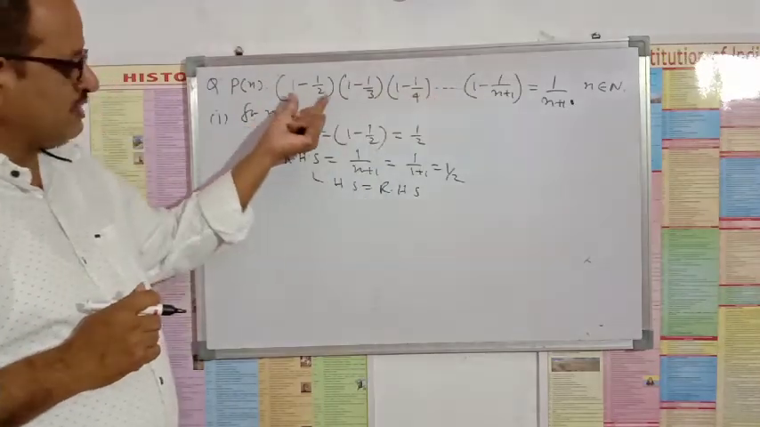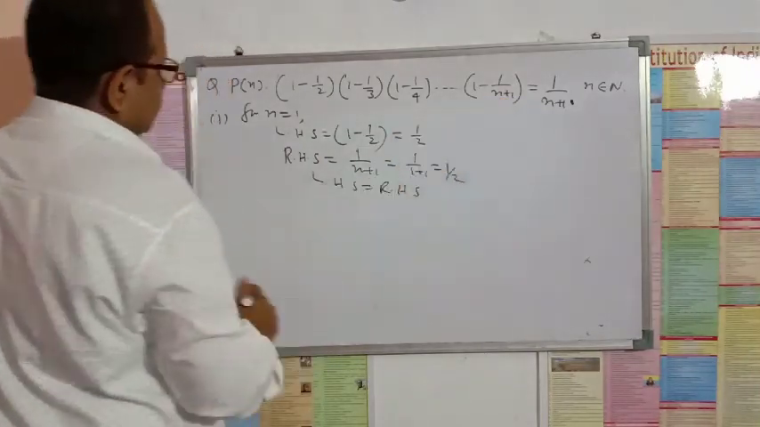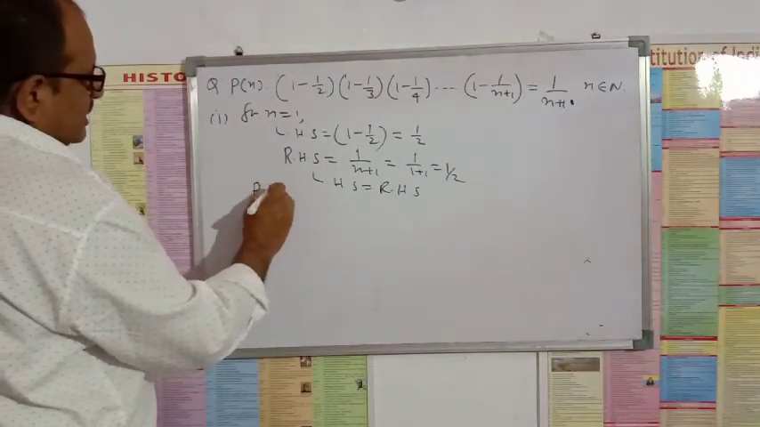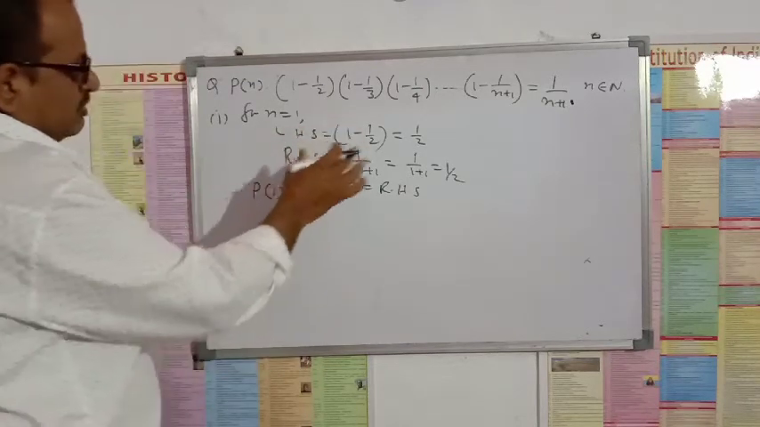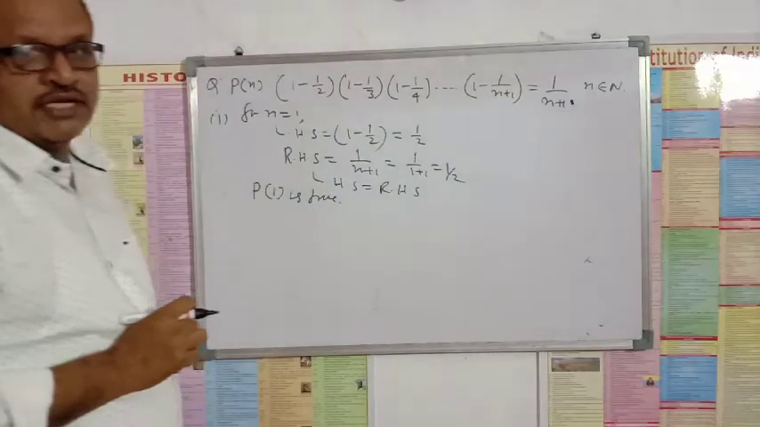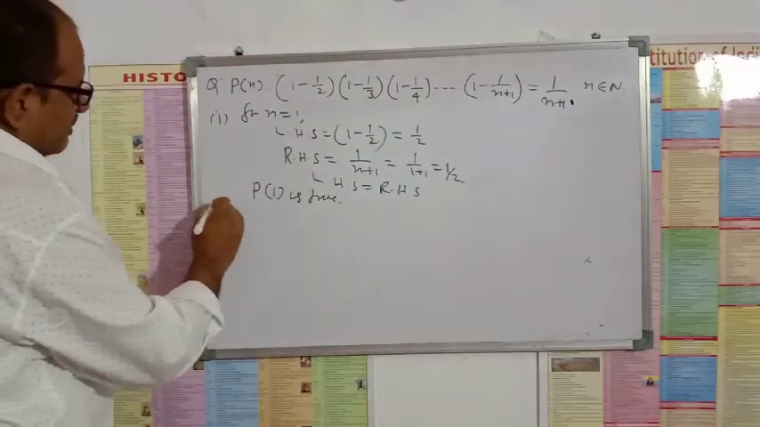So for n equal to 1, LHS and RHS are both equal. n equal to 1 means the first bracket. So we see that P1 is true. For n equal to 1, the left side and right side both come out equal, so P1 is true. What is the next step?